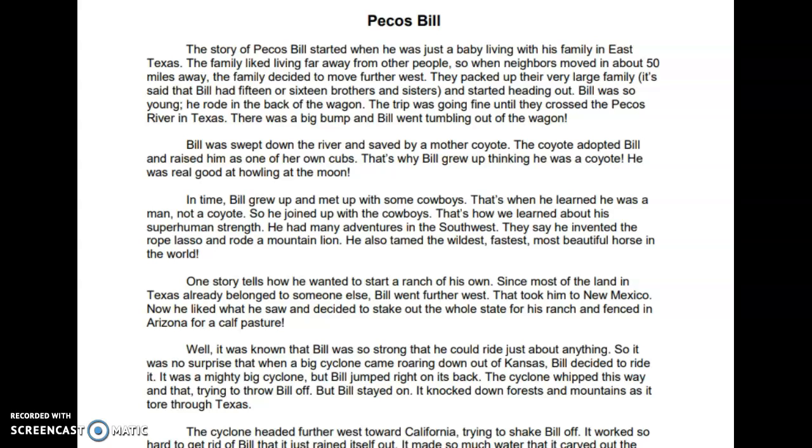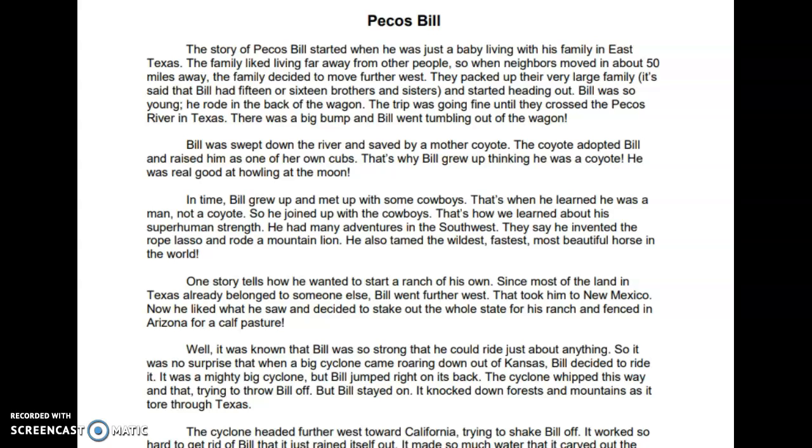The trip was going fine until they crossed the Pecos River in Texas. There was a big bump and Bill went tumbling out of the wagon. Bill was swept down the river and saved by Mother Coyote. The coyote adopted Bill and raised him as one of her own cubs. That's why Bill grew up thinking he was a coyote. He was really good at howling at the moon.